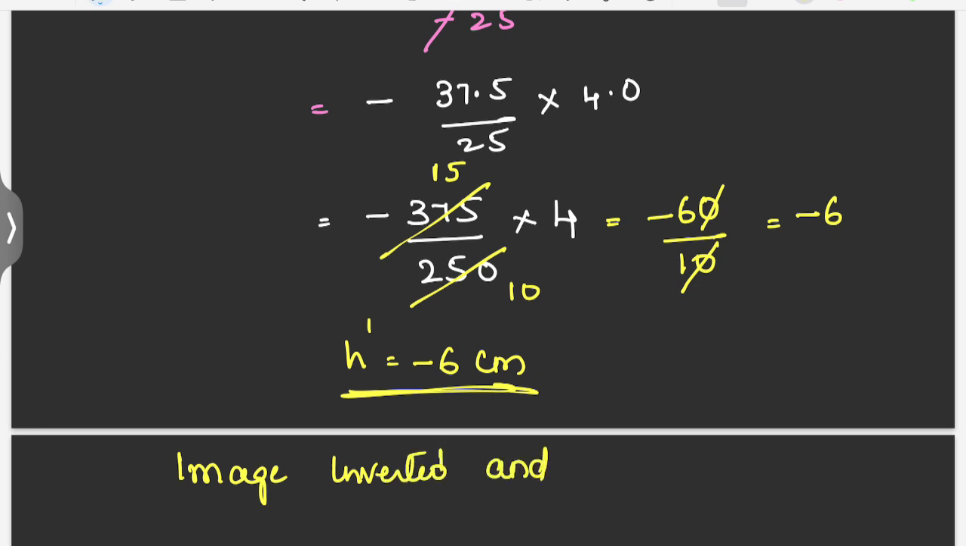And whether it is enlarged or diminished: you can see here the value we are getting is 6. If it is greater than 1, then it is enlarged. So here it is greater than 1. Therefore, the image is enlarged. So this is the answer for this numerical.